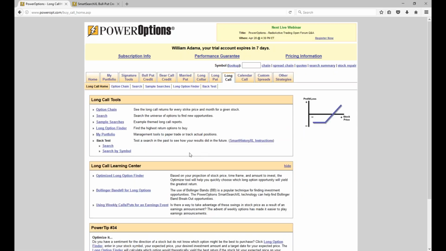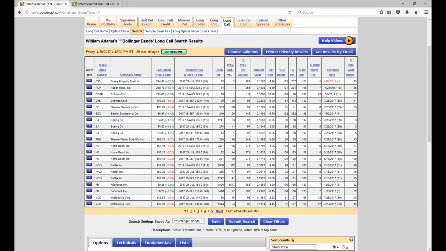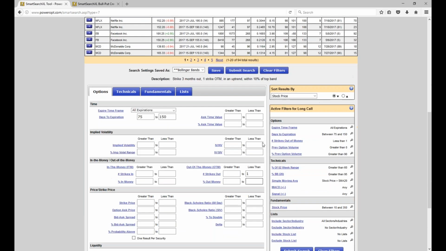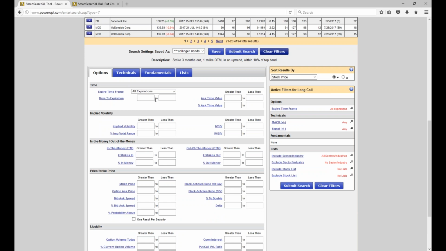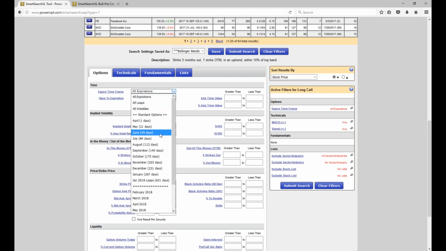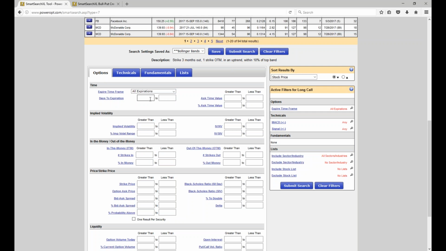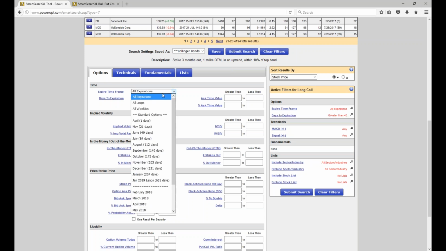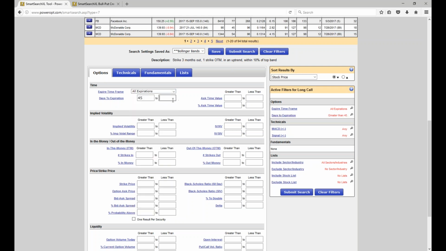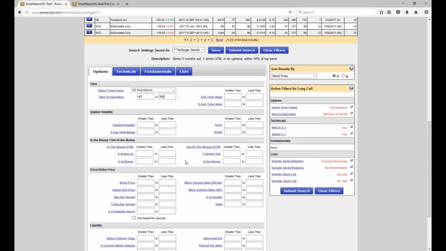I'm going to go to long call, and I'm going to go to the search. Okay, now I'm going to clear the settings as we did before. And I'm going to look for calls that are at least 2 to 3 months out in time. So I'm focusing on June or July. And I could use a time frame. All right, so I'm going to use a time frame of 45 to 85, 45 to 90. It's a good range. All right.